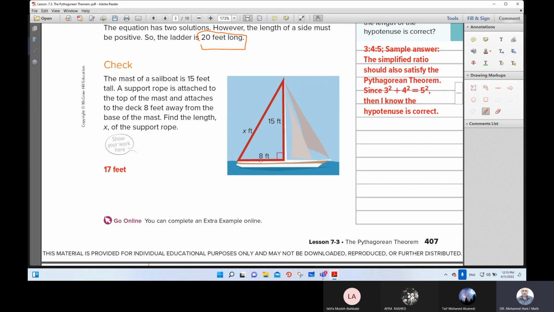As you see here, you have a right triangle, and we want to find this missing value. This is A, this is B, and here C. So we can use the Pythagorean theorem: A squared plus B squared equals C squared. A squared means 8 squared plus 15 squared equals C squared.